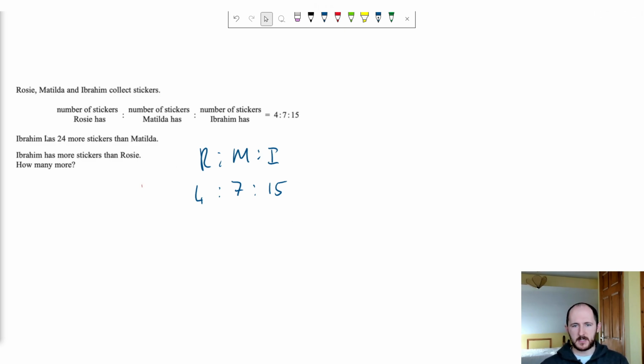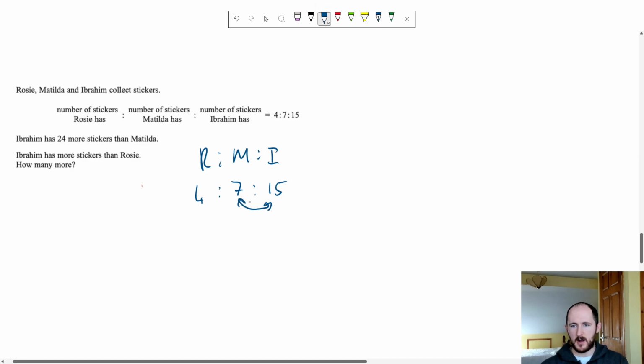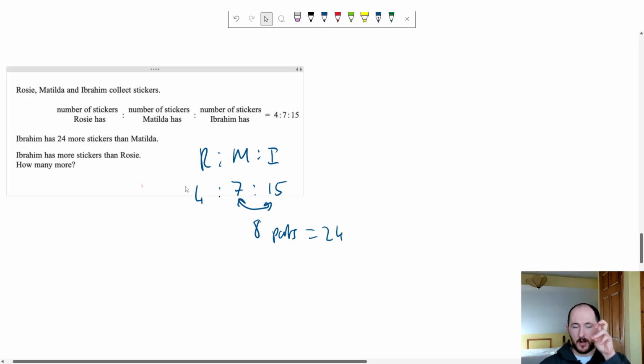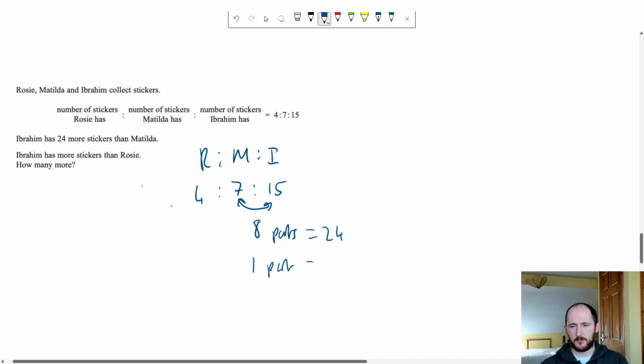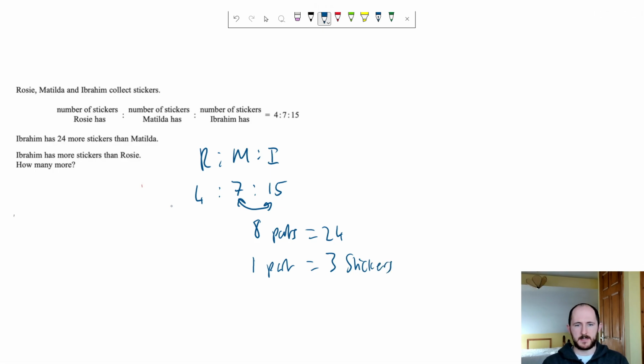Now, if Ibrahim has 24 more stickers than Matilda, and the difference in these two parts is 8, right? 15 take away 7 is 8. That means those 8 parts should equal 24, right? Because he got 8 more parts than Matilda, and he got 24 more stickers. Those two things are the same. And it says Ibrahim has more stickers than Rosie. Well, first of all, let's work out how much one part is. That's 3 stickers. And that means we can work out how much each person gets.